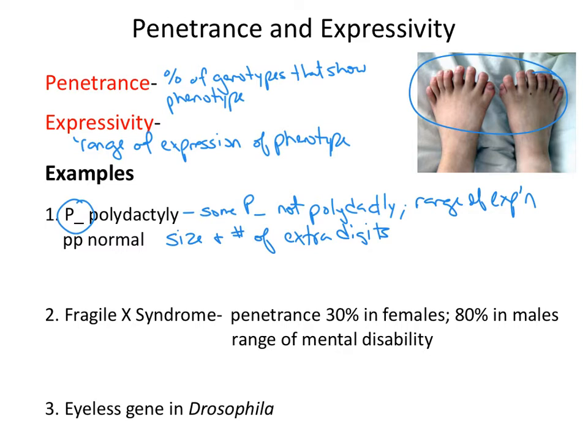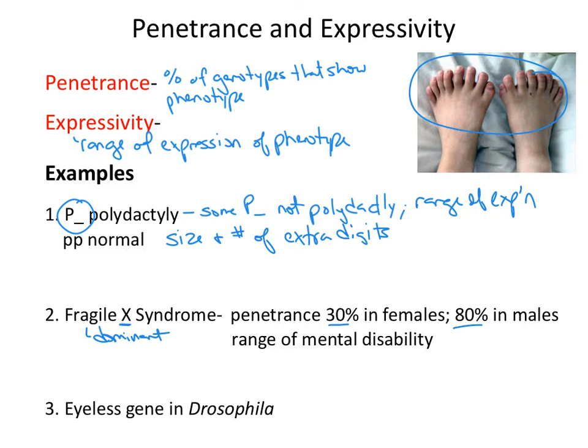With Fragile X syndrome, we're going to talk more about this later. This is a dominantly inherited disorder. It's the most common form of inherited mental disability that we know of. We'll go over the cause a little more later, but there are fragile sites on the X chromosome. The penetrance is 30% in females versus 80% in males.